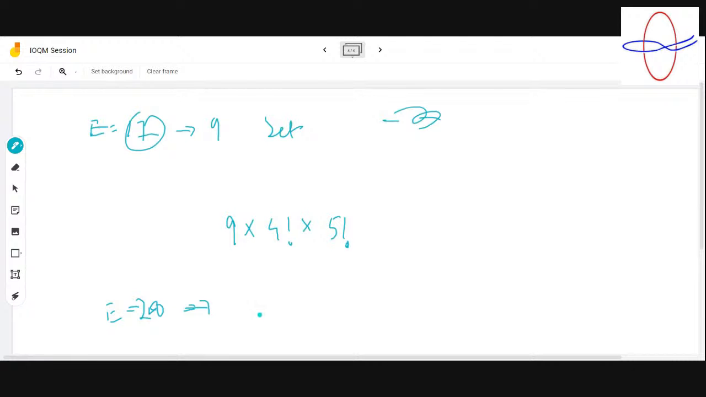For E equal to 28, how many such summations are possible? Let's find out. For 4 digits, at least 7 must be there. So you can find out exactly 2 possibilities are there, 9874 and 9865. That's it, simple. So in that case, 2 into 4 factorial into 5 factorial. So therefore, 9 into 4 factorial into 5 factorial. Did you understand, guys? Any doubts, guys?